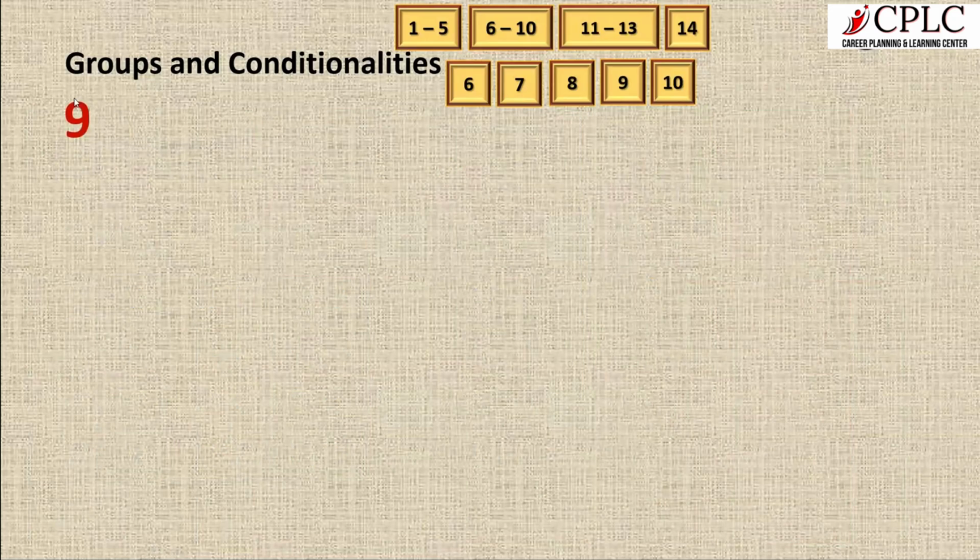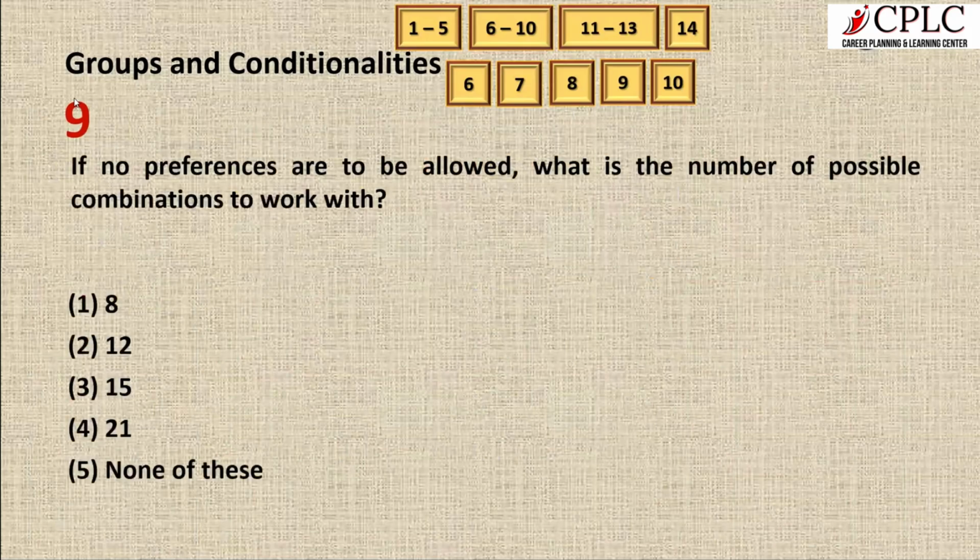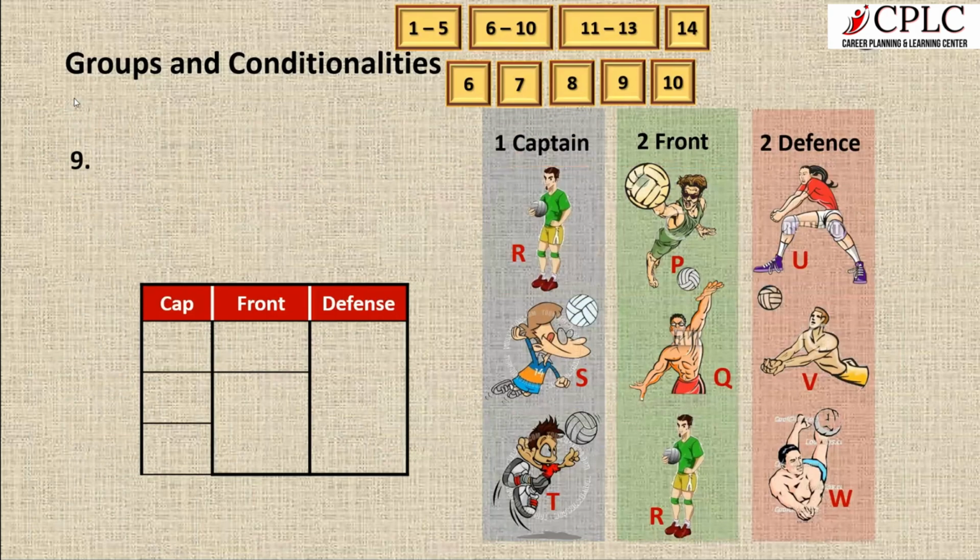Next question, if no preferences are to be allowed, this means if we don't have to follow any of the conditions, what is the number of possible combinations to work with? So, how many teams can we form if there are no conditions? So let's look at it.